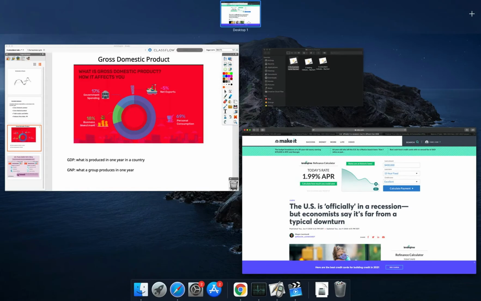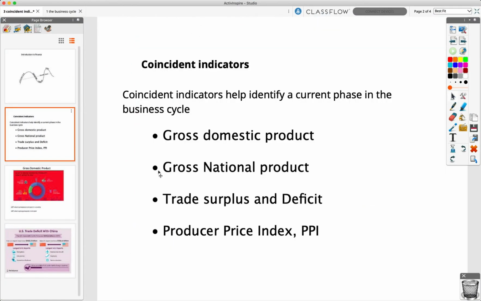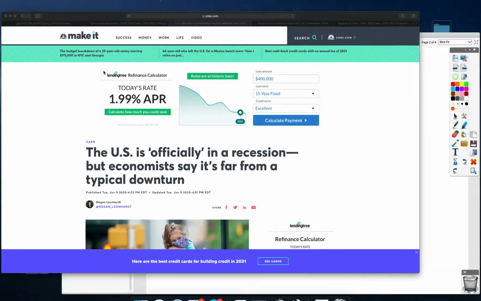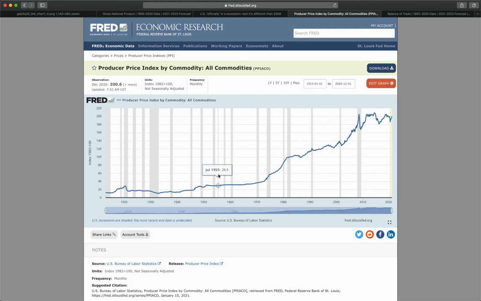Okay, the next indicator we're going to take a look at is the Producer Price Index. And the Producer Price Index is a good measure of inflation. So as the prices of commodities go up, that shows a rise in inflation. It basically means that the prices of things are more expensive, which means that whatever money you have in cash, its value goes down.